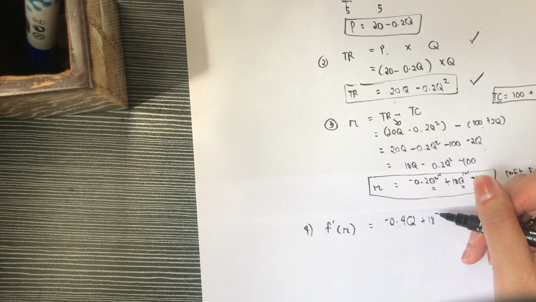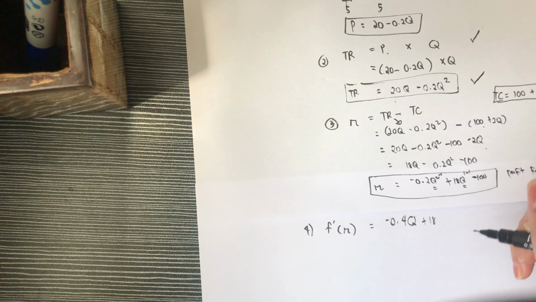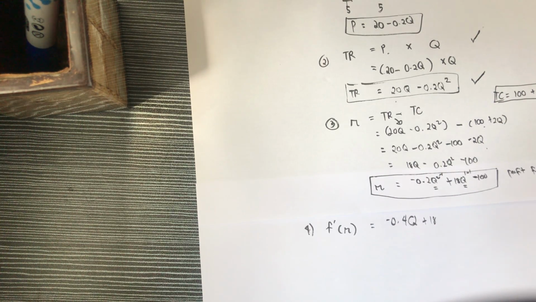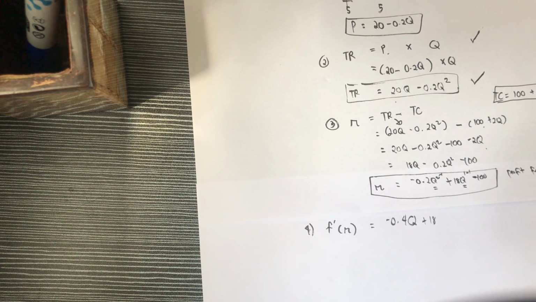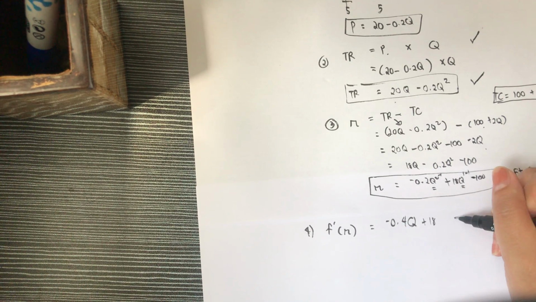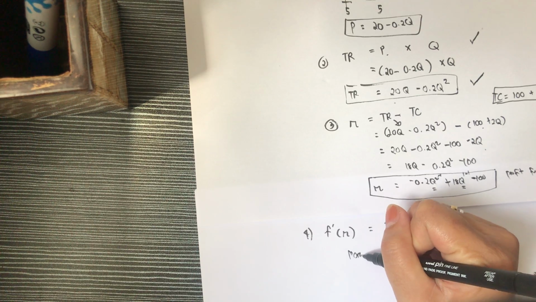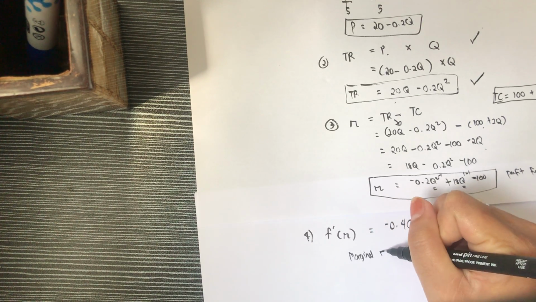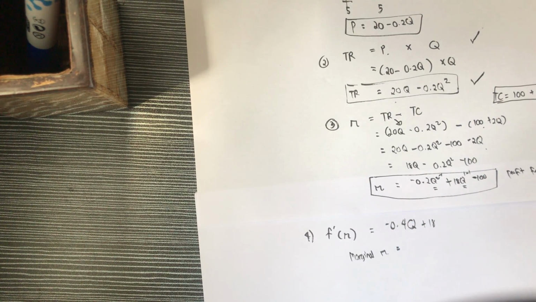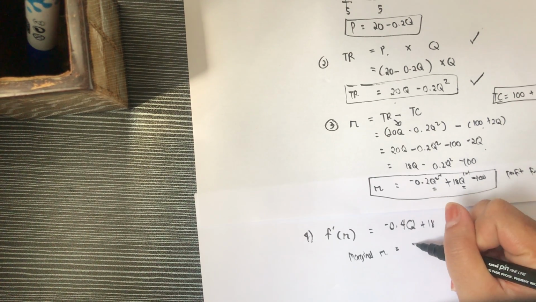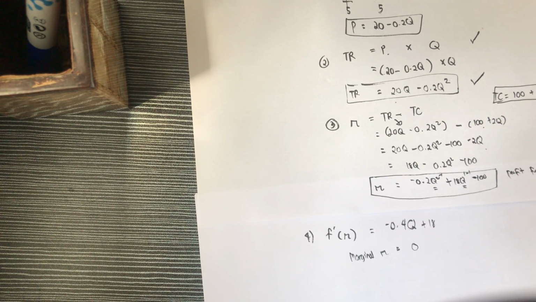And this tells you that the derivative of your profit function is negative 0.4q plus 18. We have to equate it to 0. So your marginal profit function, marginal profit, is the change in your profit every time there's a change in your quantity. It should be equal to 0. We are going to equate it to 0 to get the quantity that's going to give us the highest profit.